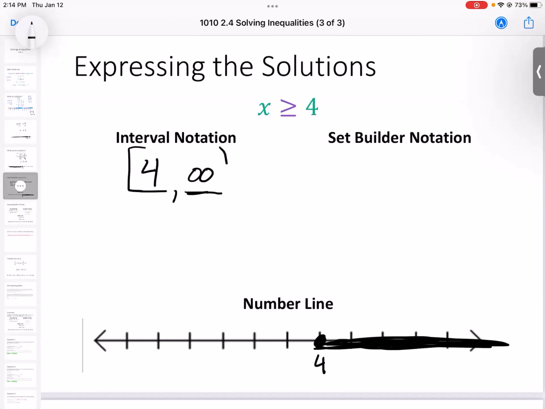And so infinities will always have round brackets because you can plug in an infinitely big number, but you can't plug infinity itself into the inequality. So that's what interval notation looks like. And then set builder notation.